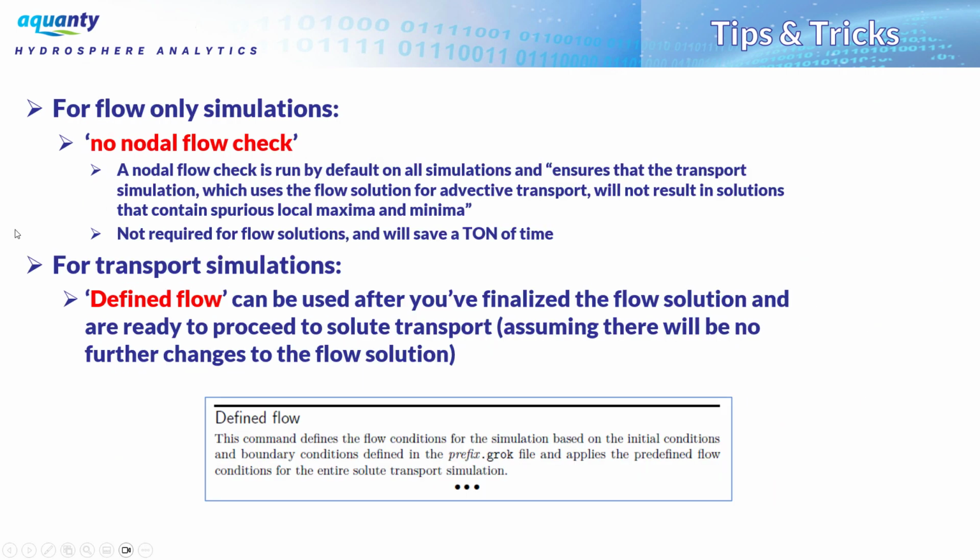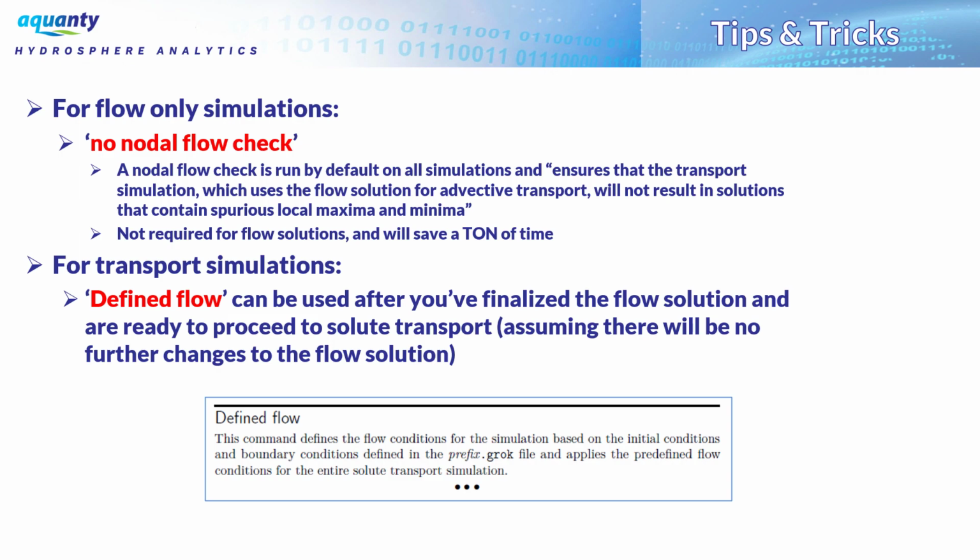And if you're running a flow simulation, I'll just note here that you should always use the no nodal flow check command. Unless you're running a transport simulation, this nodal flow check, which is on by default, is not required. Using this command will save you a lot of time for your flow solutions. Once you do move to a transport simulation, consider defined flow. This will basically take a finalized flow solution, and it will overlay the transport simulation on top of this defined flow simulation. So you don't have to solve the flow solution every time you run your solute transport model.